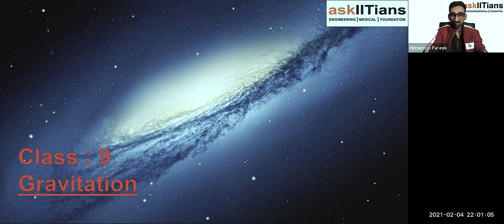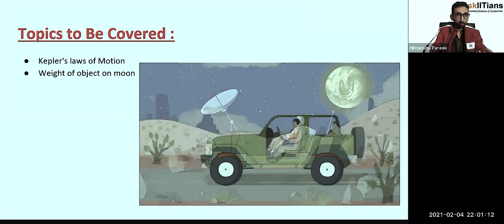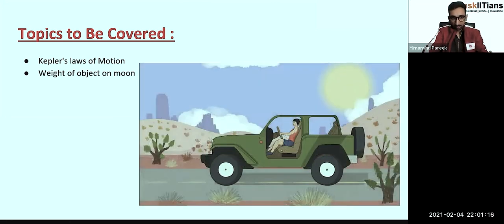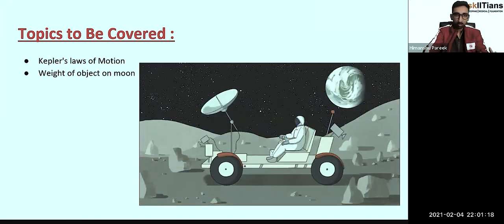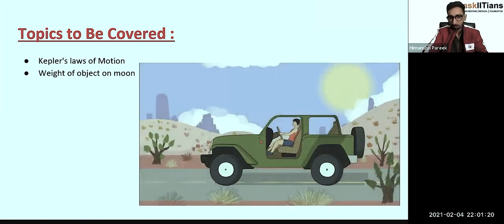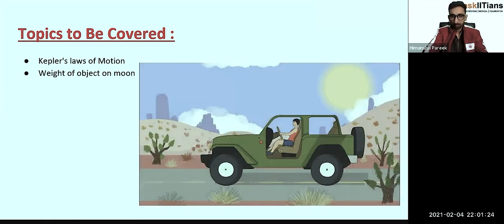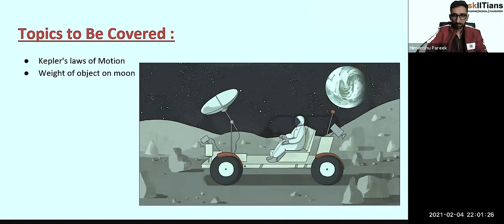All right, so now let us begin with Kepler's model. Today's class is dedicated to Kepler's laws of motion, and don't worry, not much mathematics will be there. The weight of an object on the moon, that also we'll discuss today. It's a very simple topic. Yeah, so let's go ahead.